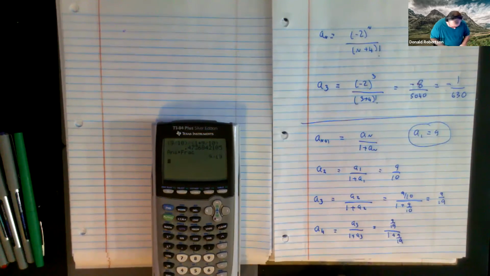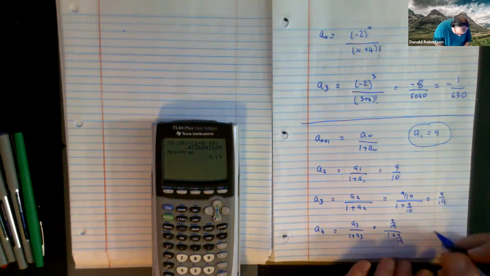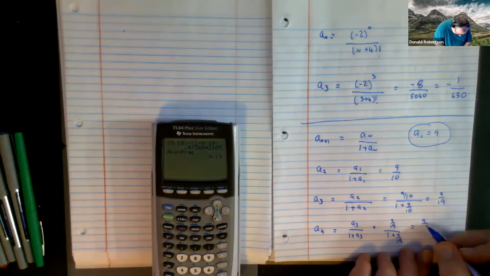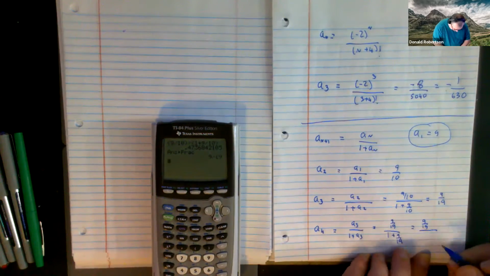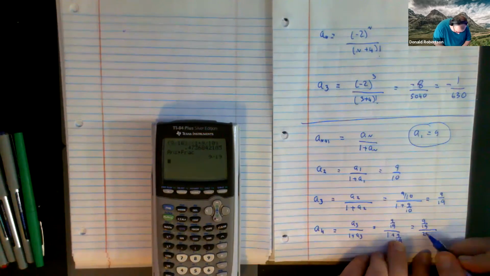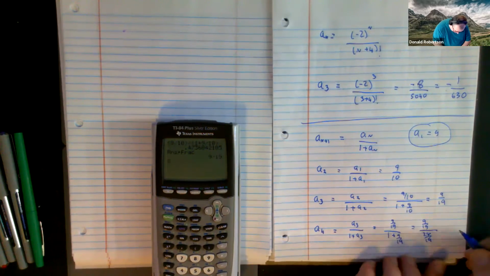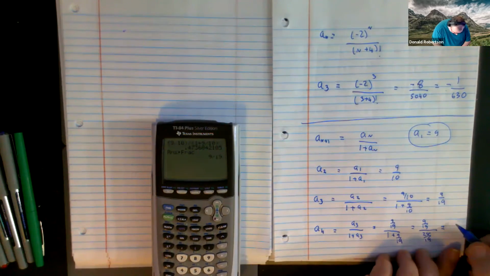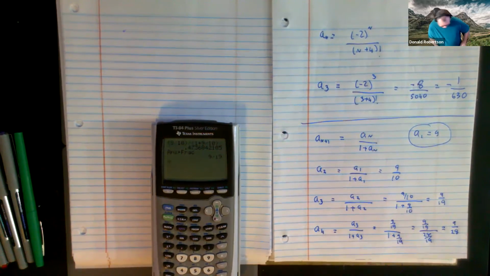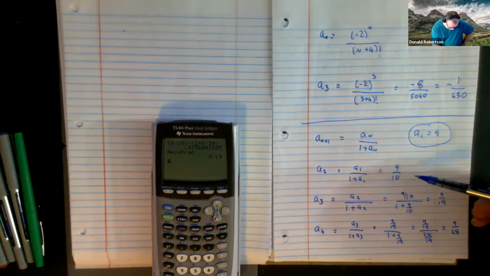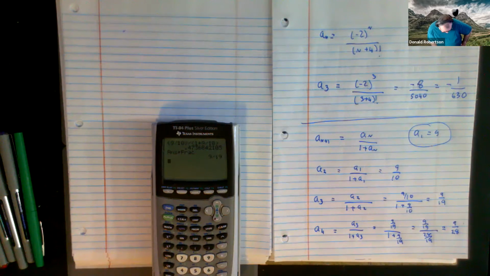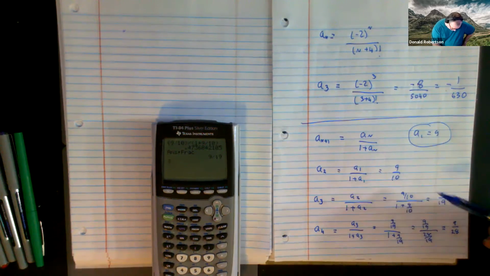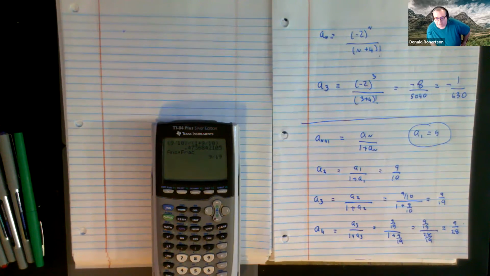I'm going to do this one by hand. 9/19 on the top, 19 plus 9 is 28/19 on the bottom, and that one ends up being 9/28. All I can see here is that the top number tends to stay put as 9, and wouldn't the bottom numbers just get bigger and bigger and bigger?